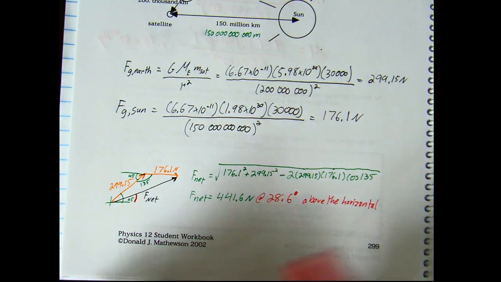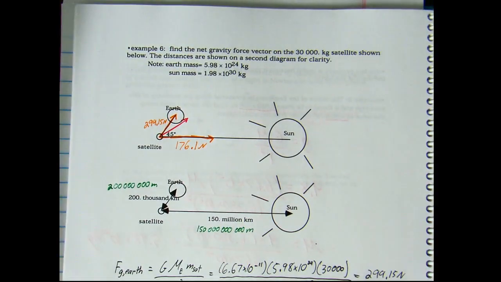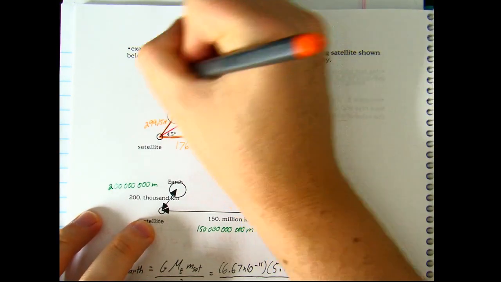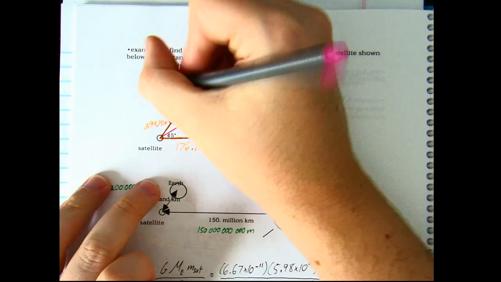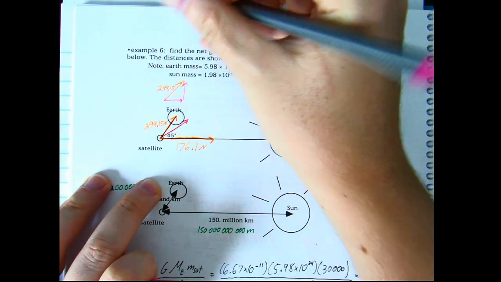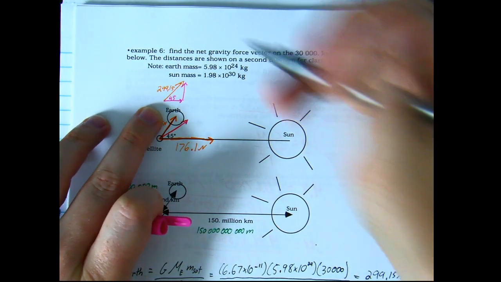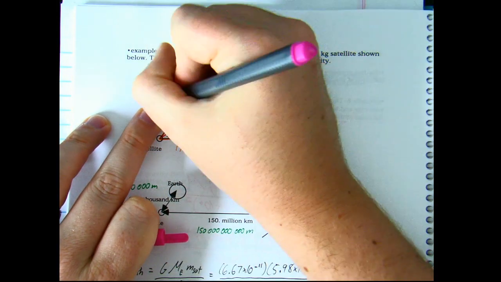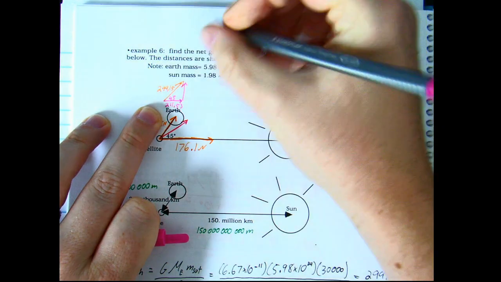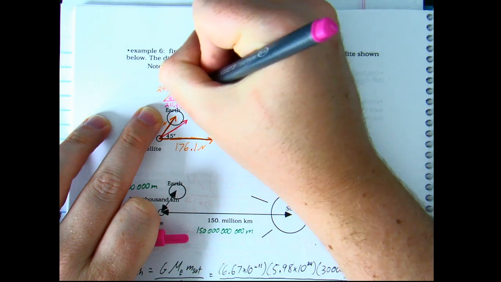I'll show you what it would have looked like to break these things up, and I'll do that up here. If we break this thing up into components, the 299.15 gets broken up into an x component and a y component. And we can figure out what these numbers are. This is 45 degrees. So this one is going to be 299.15 cos 45, which we find out to be 211.53. And this is going to be 299.15 sine 45, which is also 211.53.